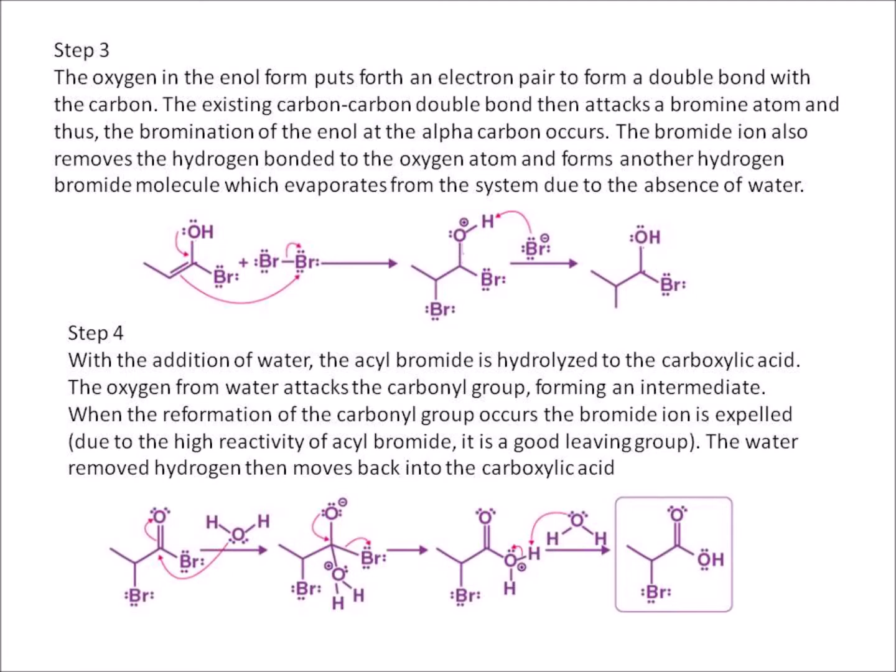The oxygen from water attacks the carbonyl group, forming an intermediate. When the reformation of the carbonyl group occurs, the bromide ion is expelled. Due to the high reactivity of acyl bromide, it is a good leaving group. The water-removed hydrogen then moves back into the carboxylic acid. See, all these mechanisms are illustrated.